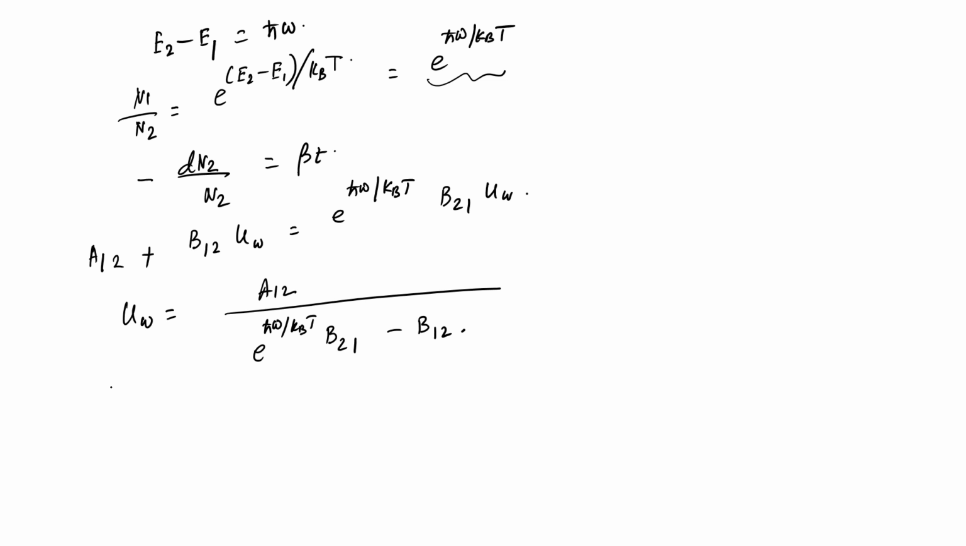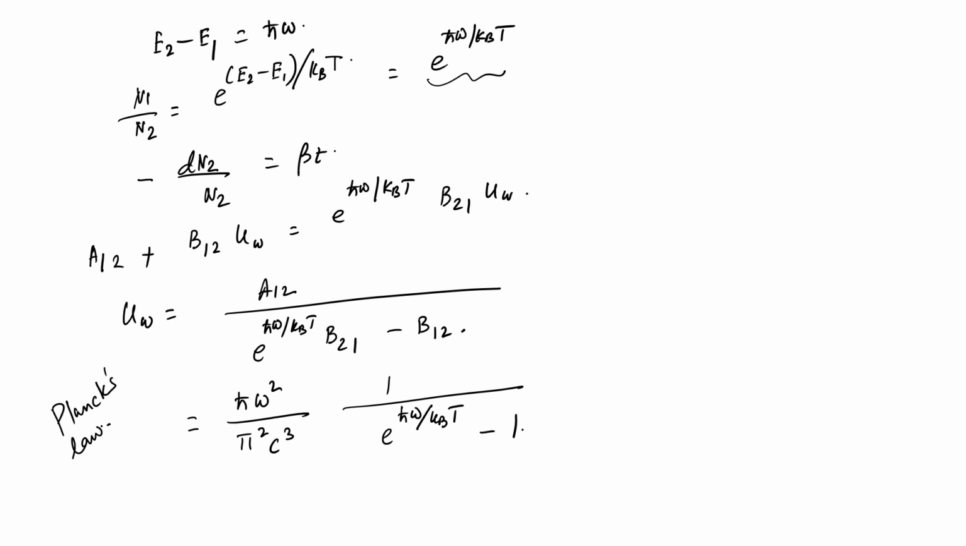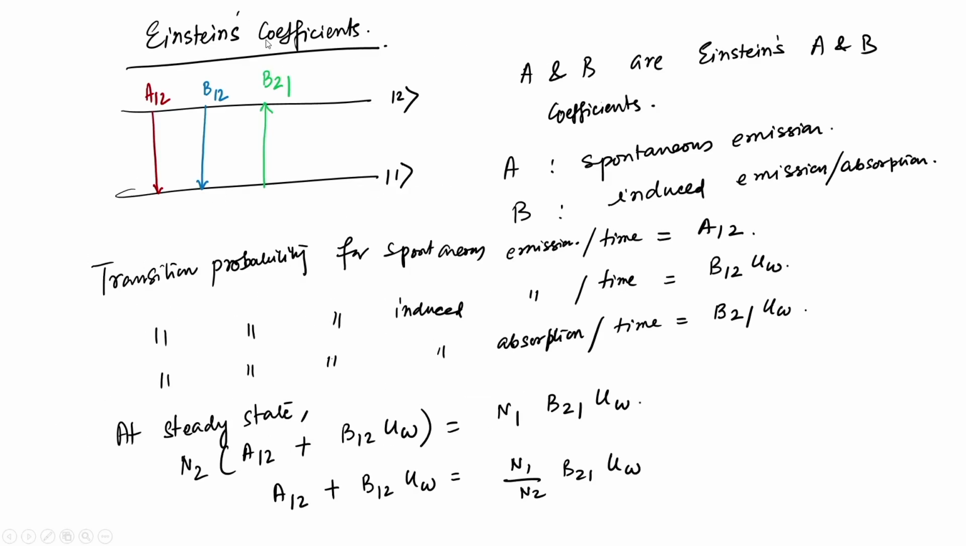So, that is the energy density of radiation, and if you compare with Planck's formula for the energy density of radiation, it looks like H cross omega cube by pi square c cube divided by e to the power H cross omega by kT minus 1. So, this is Planck's law of black body radiation. So, you see that it is very easy to see that B12 is the same as B21. To remind you, B12 and B21 are the transition probabilities for induced absorption and induced emission.